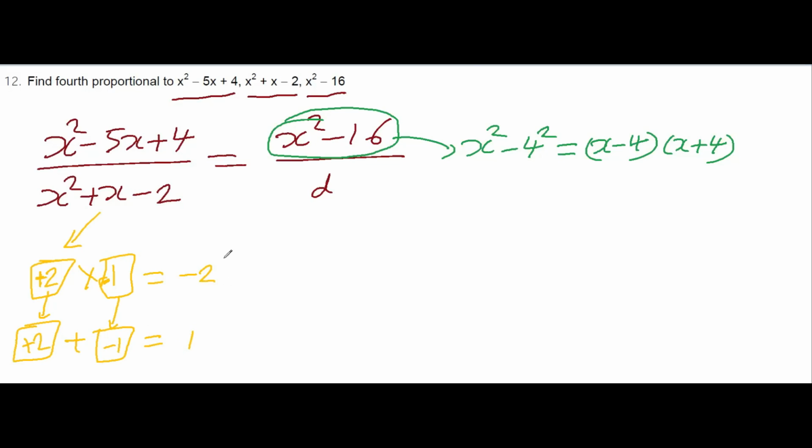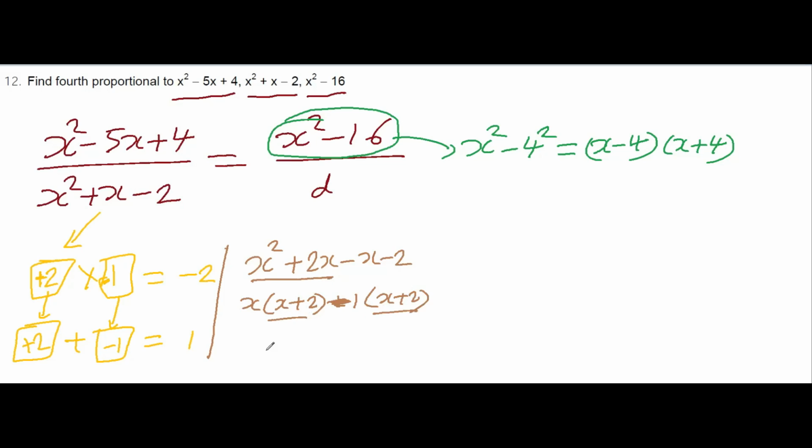So next step, what I can write? I can write this as x square plus 2x minus x minus 2. From here I can take x common. I will get x plus 2. Here I can take minus 1 as common. I will get x plus 2. From here x plus 2 is common. I can write x plus 2 into x minus 1. So the factors of this I have got. What is the factor of this? It is x plus 2 into x minus 1.